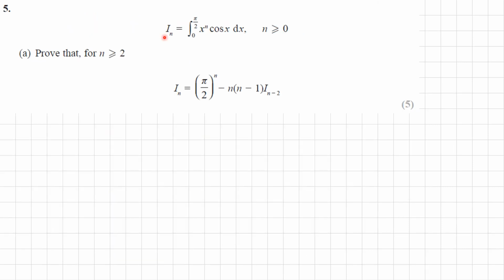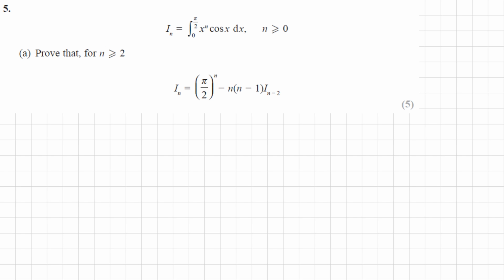Question 5. We have I sub n is equal to the integral between 0 and pi over 2 of x to the power n cos x dx, where n is greater than or equal to 0. Part A, prove that for n greater than or equal to 2, I sub n is equal to pi over 2 to the power n minus n times (n minus 1) times I sub n minus 2.